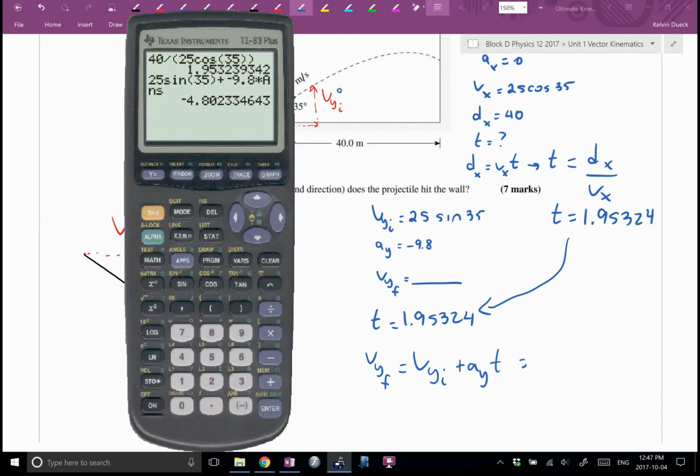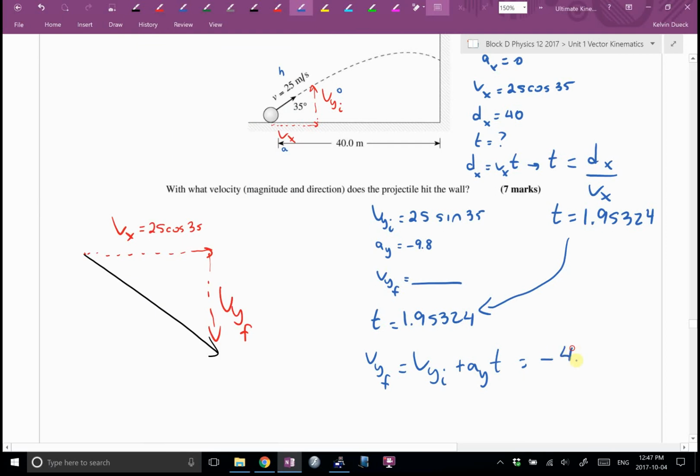So I'm going to go negative 4.8023, and I'm going to move that to there. Change colors. 4.8023. It's negative. Yeah, I got the negative in the arrow right there. What's there?